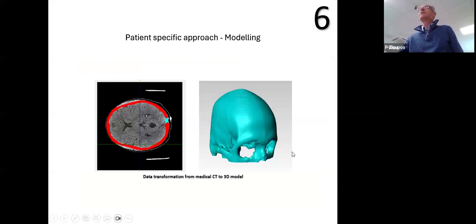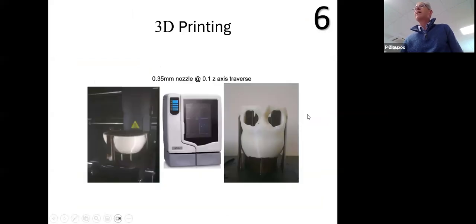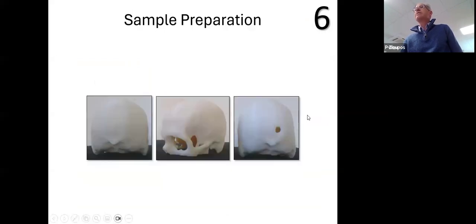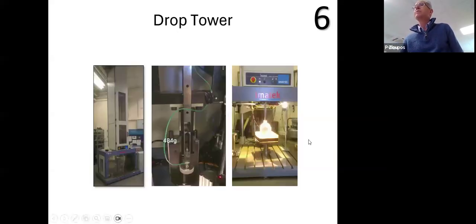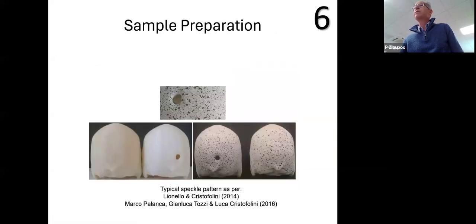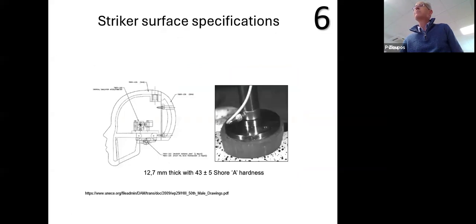So what does it involve? It involves scanning. It involves digital information. It involves manipulating the image and 3D printing it, right? With and without a defect. You can change this in the computer. Filling it with permagel to simulate the brain and putting some strain gauges actually in the brain to calculate the strains, or rather the accelerations and decelerations inside the brain cavity, then impacting it in a drop tower and looking at the effects.